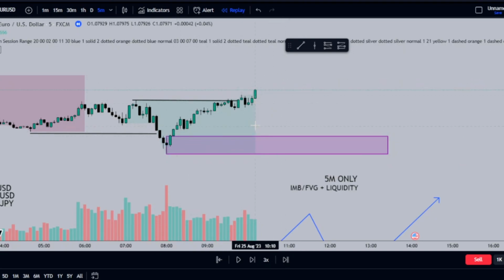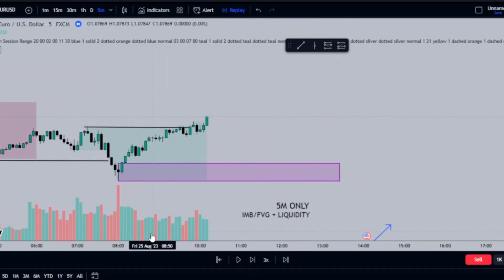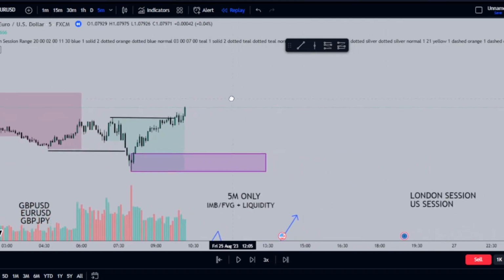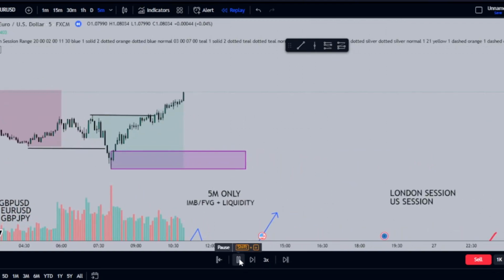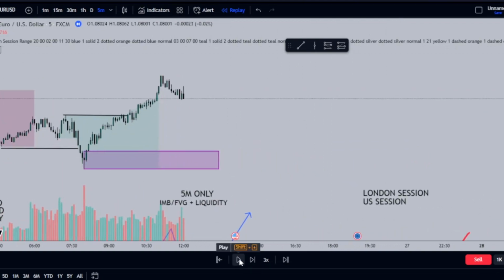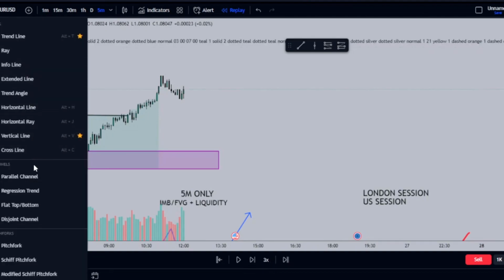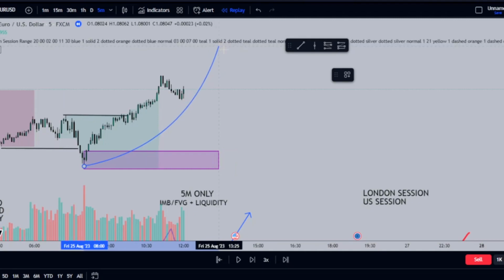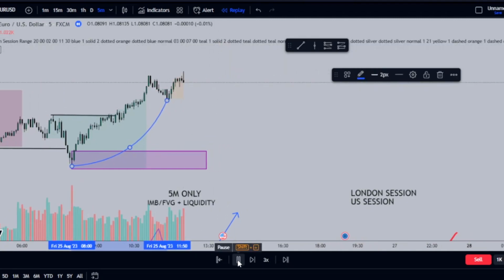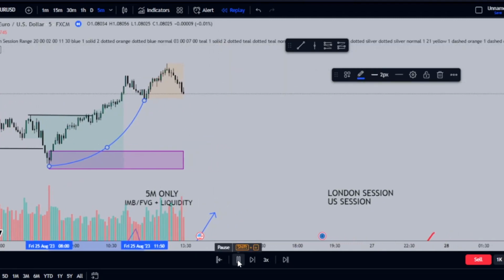All right, so when it comes down and fills the imbalance, we would expect price to shoot up, but now it needs to form what we call liquidity. Okay, so let's play it. Price keeps on going. As it's going now, it's forming what we call liquidity. It keeps on going, it keeps on forming the liquidity.